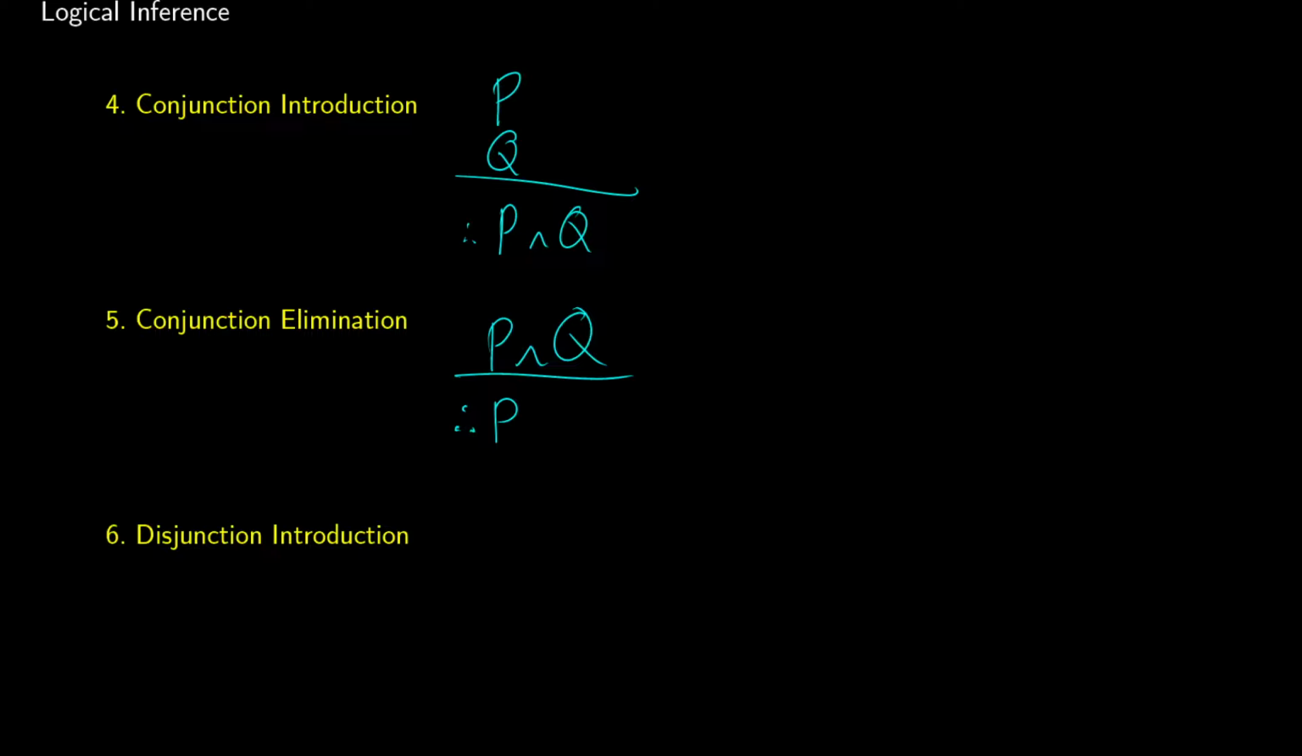If they're both true, then clearly just one of them on their own is true. We could also conclude that Q is true as well. So we have two options for how we want to use this rule.